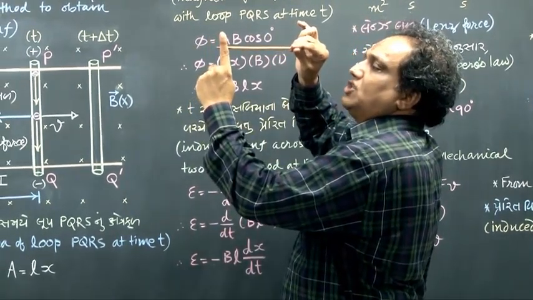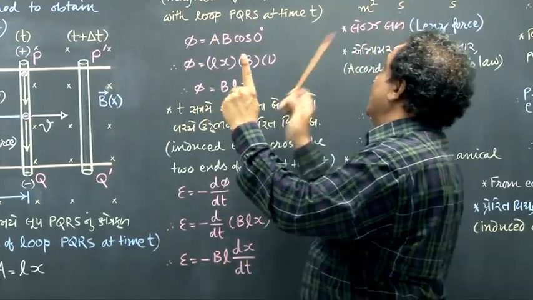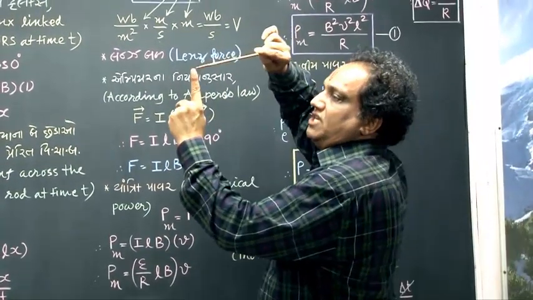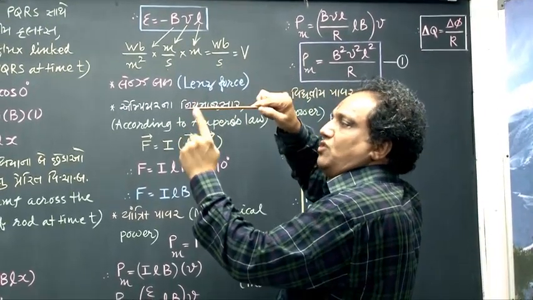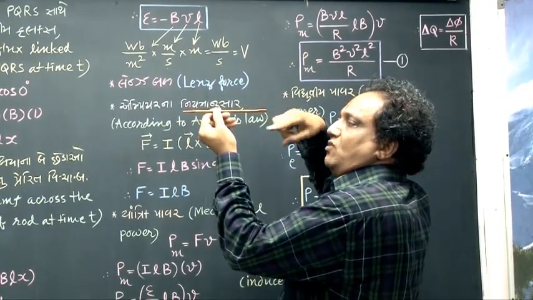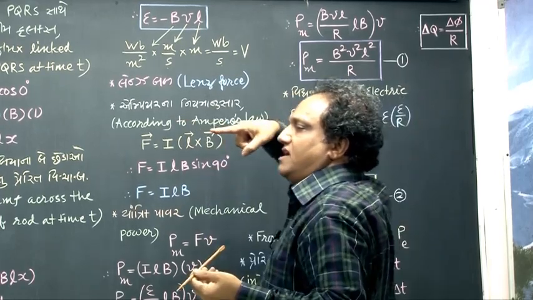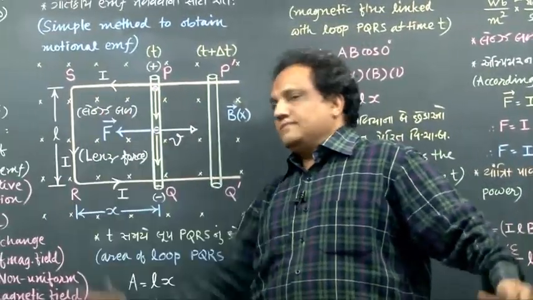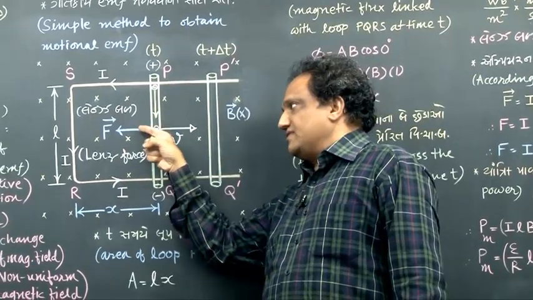And now just rotate this screw in a manner: the first vector rotates towards the second vector. First vector is vector L, second is vector B. I should rotate this vector towards this vector this way, and in the same manner I should rotate this right-handed screw. When I rotate it this way, the screw will advance towards the left side. That's why this force I have shown towards the left side.